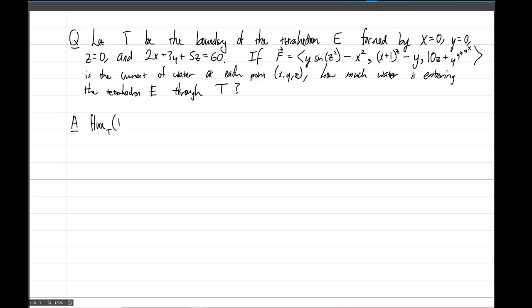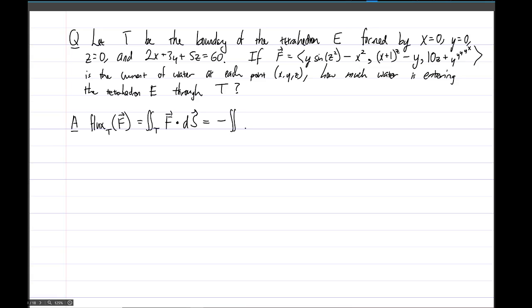T, okay, flux of F across T, this should be the double integral over T of F dot dS. Here's the issue though. The orientation is not the direction we want. We don't want how much water is coming in. We don't really want to compute that. We want to compute how much water is going out. But if it's in versus out, there's going to be a negative sign here.